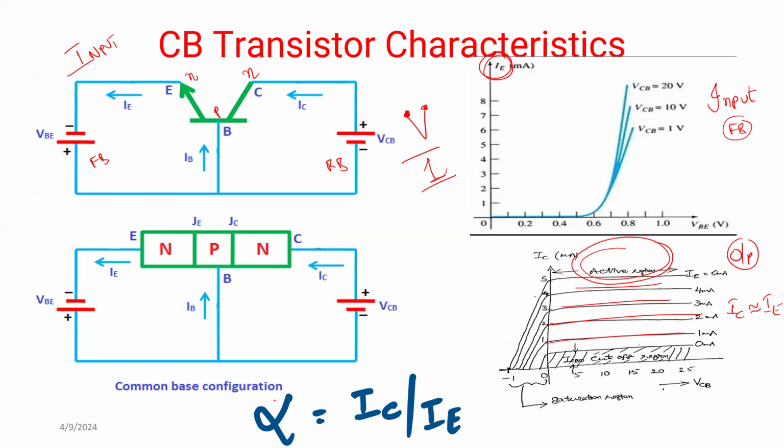Alpha is nothing but current gain: output current divided by input current. What's the output current here? IC. Input current? IE. That ratio is called alpha. That is called current gain.